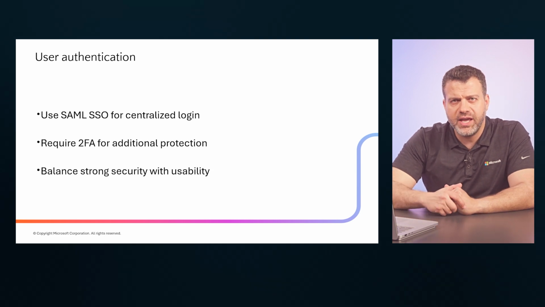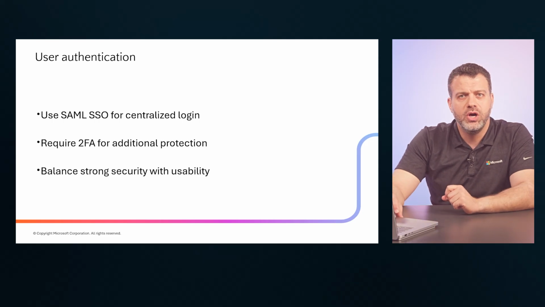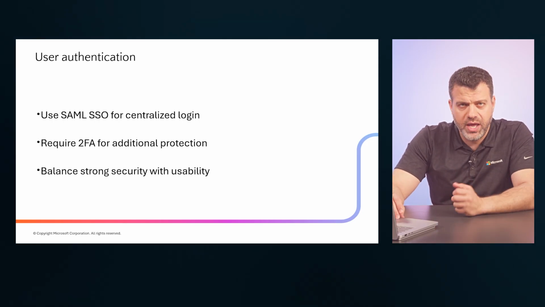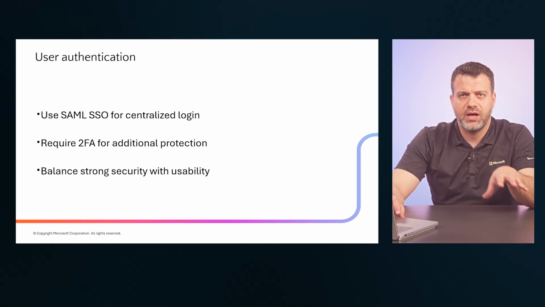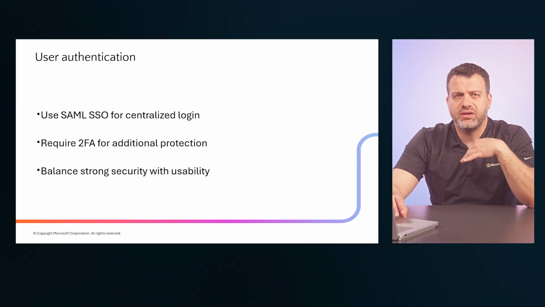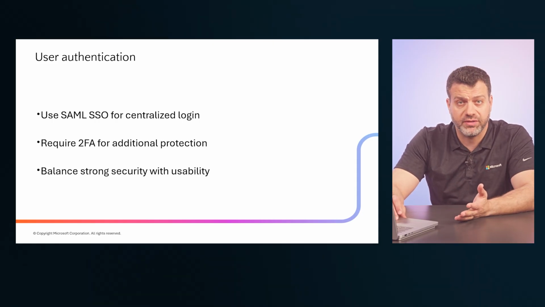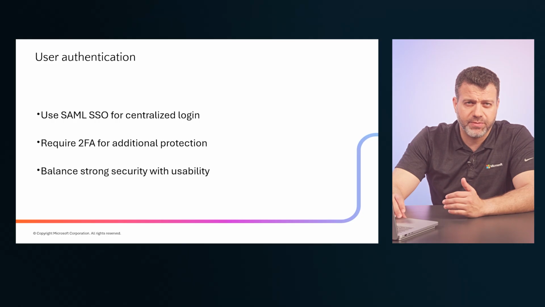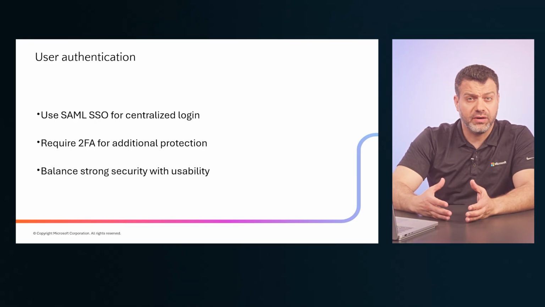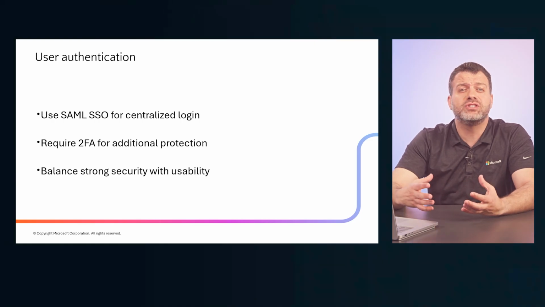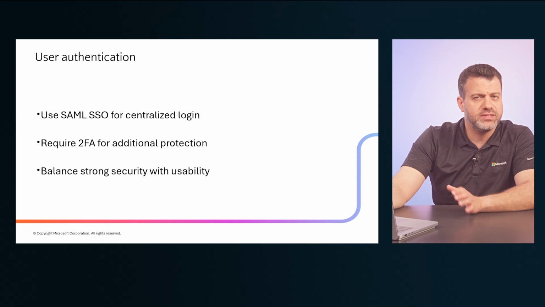When it comes to authentication, the goal is simple: strong security without slowing users. So GitHub recommends two key approaches. SAML SSO, so single sign-on, allows users to authenticate through your identity provider, for central access and policy enforcement. And 2FA, so two-factor authentication, adds that extra layer of protection even if credentials are compromised. So together, SSO and 2FA provide strong enterprise-grade authentication while keeping the user experience simple.